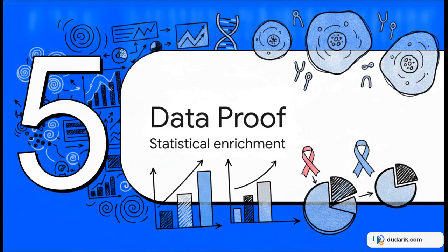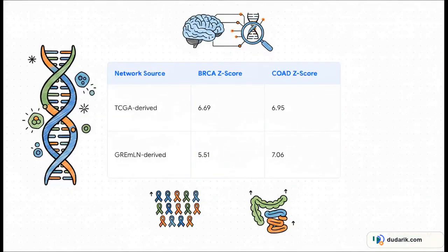All right, Section 5, Proof in the Data. Let's look at the statistical enrichment of cancer drivers. Zooming back out to the macro impact for diseases like breast and colorectal cancers, we really need to highlight the massive statistical enrichment of OncoKB annotated cancer genes here. The researchers evaluated this across 11 breast cancer and 12 colorectal cancer focal genes. Just look at these Stouffer Z-scores. For the TCGA-derived networks, we're seeing scores of 6.69 and 6.95. And for GREmLN, it's 5.51 and 7.06.